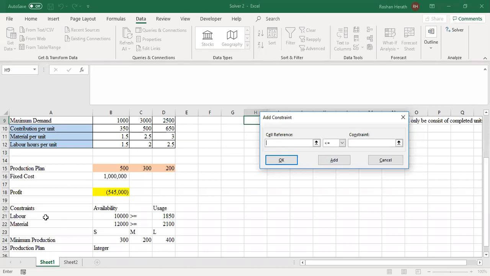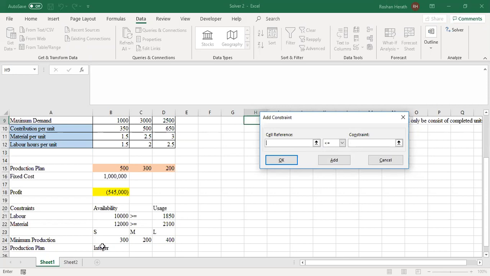Then the next one, it's about the minimum supply. So you need to ensure that at any cost, your production plan is going to satisfy this minimum requirement. Minimum requirement must be satisfied. So this time your production plan must be greater than or equal, at least equal to the minimum production. So you may add that. So that is the minimum production constraint.